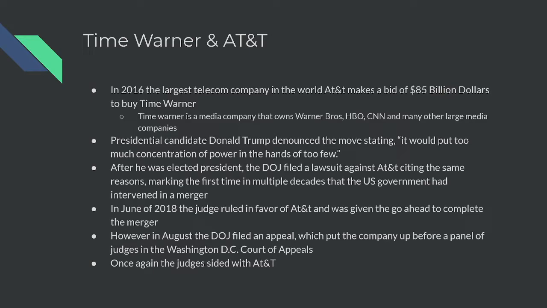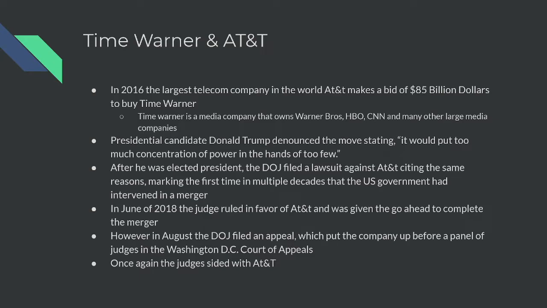The next giant merger was Time Warner and AT&T. In 2016, the largest telecom company in the world, AT&T, made a bid of $85 billion to buy Time Warner. Time Warner is a media company that owns Warner Bros., HBO, CNN, and many other large media companies. Presidential candidate Donald Trump denounced the move, stating it would put too much concentration of power in the hands of too few. After he was elected president, the DOJ filed a lawsuit against AT&T, citing the same reasons, marking the first time in multiple decades that the U.S. government had intervened in a merger.